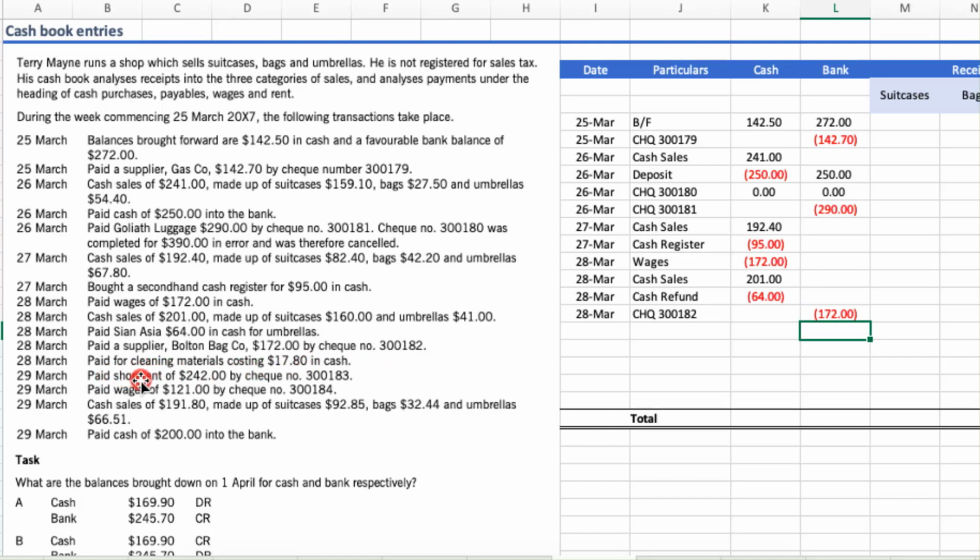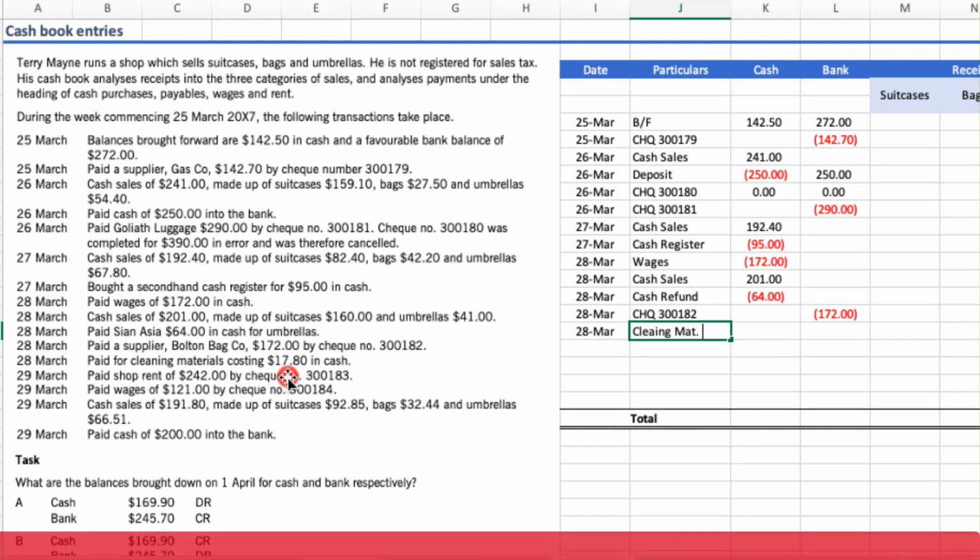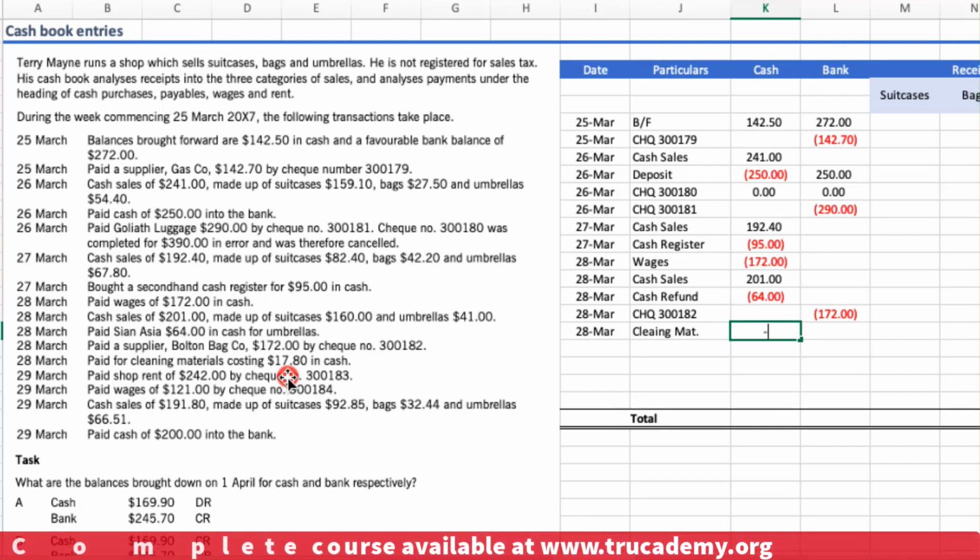Then, again 28 March, we paid for cleaning material costing 17.80 in cash. Again, it's a small payment, so we are paying in cash. So cleaning material, and we are paying in cash 17.80.